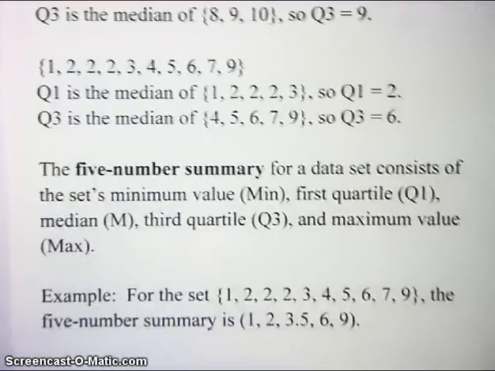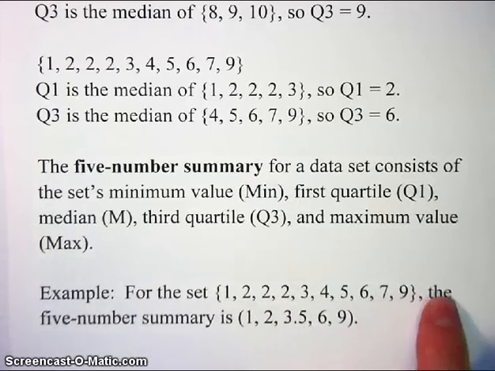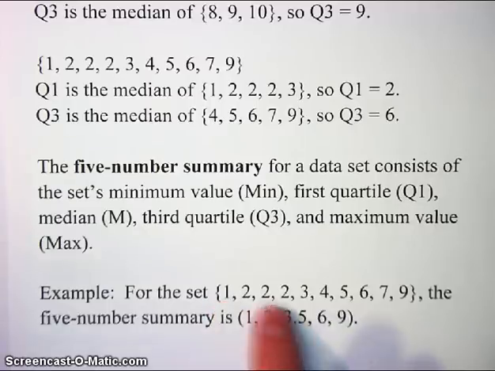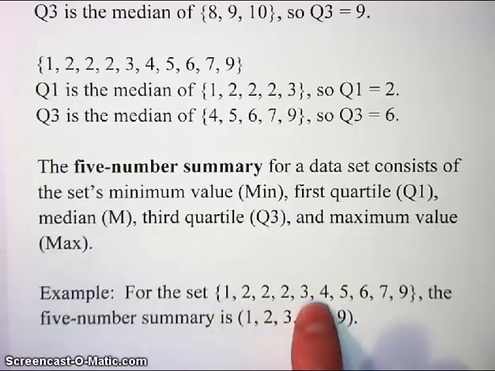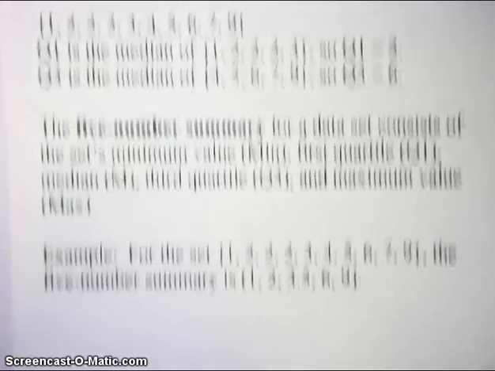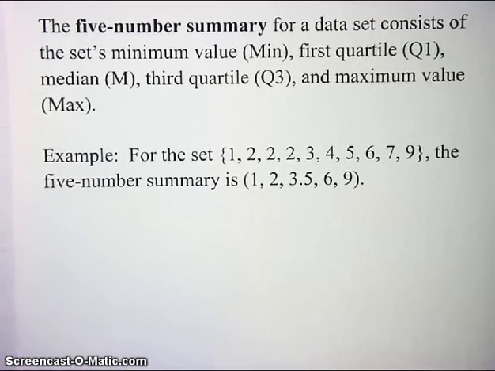For example, in this set, which we've looked at before, the minimum value is 1, the first quartile is 2, the median is 3.5, the third quartile is 6, and the maximum is 9. And there it is, a 5-number summary. So that's a very useful way of summarizing a data set. Now you can find the 5-number summary on your calculator.